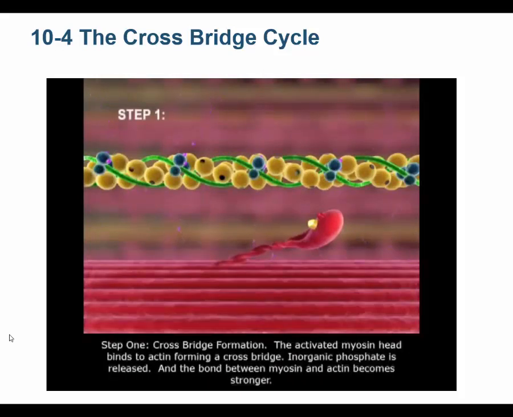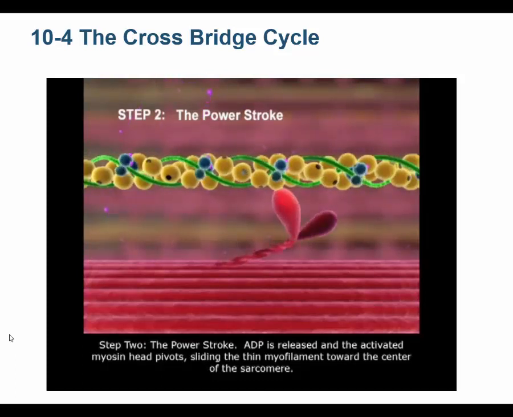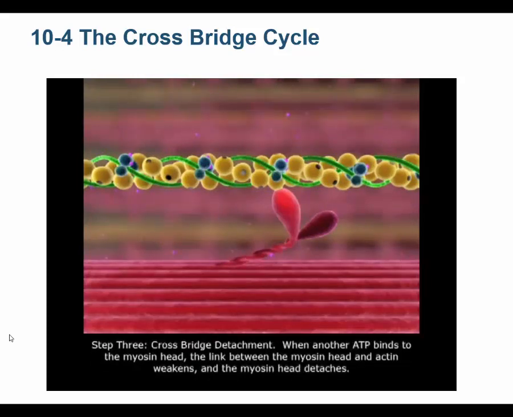Step 1. Cross-bridge formation. The activated myosin head binds to actin, forming a cross bridge. Inorganic phosphate is released, and the bond between myosin and actin becomes stronger. Step 2. The power stroke. ADP is released and the activated myosin head pivots, sliding the thin myofilament toward the center of the sarcomere.